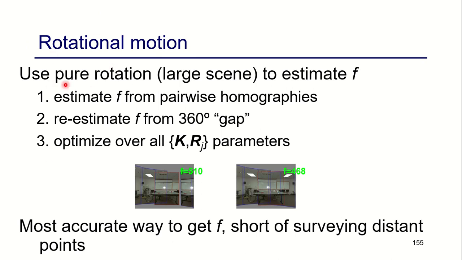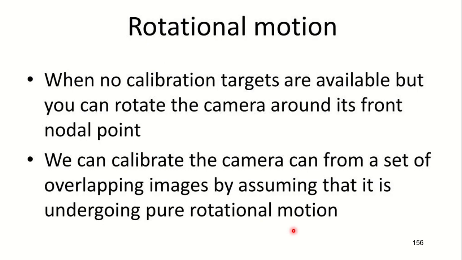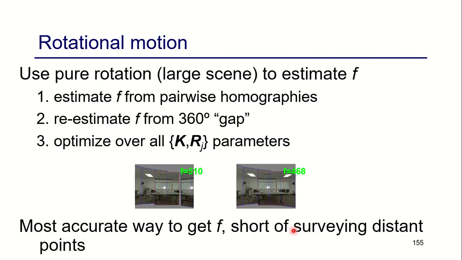Rotational motion. Use pure rotation for large scenes to estimate the focal length f. Estimate f from pairwise homographies and re-estimate f from the 360-degree gap. Optimize over all K, Rj parameters. The most accurate way to get f is sort of surveying distant points. And the picture shows f equals 510 and this is f equals 468.